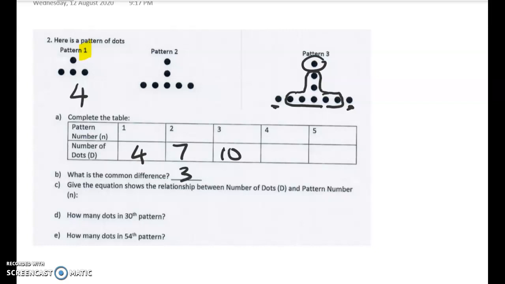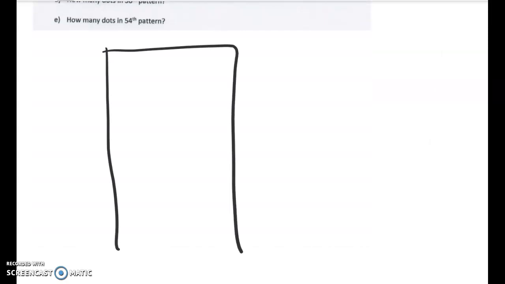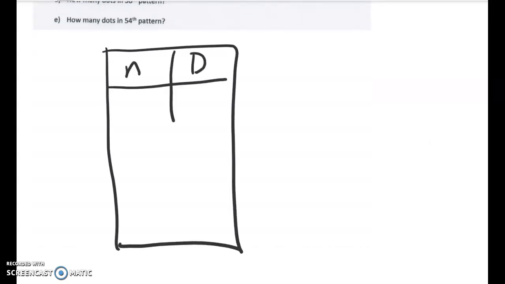We're going up in 3s. The 4th pattern will have 13, right? 4, 7, 10, and 13, and then 16. Now, I like doing my tables working down the page better, so I'm actually going to redo this one, and then we're going to find out a few extra bits. Okay, so here's my table. Messy table, but hopefully that's okay. So here's N, and here's D.